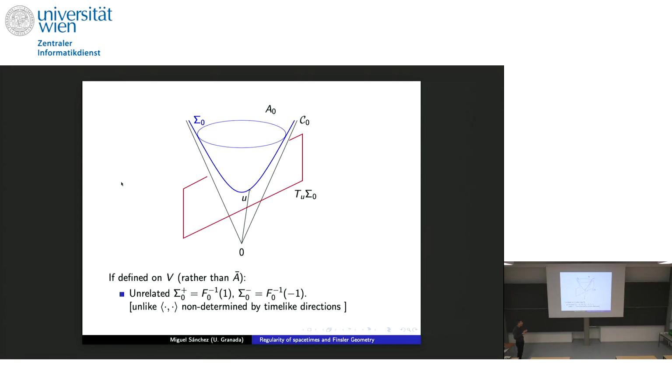We could make this also in the case of Lorentz norms, but notice that in this case we will have two disconnected parts of the indicatrix, one for time-like vectors, another for space-like ones, and the time-like directions will not determine the space-like directions. In the case of scalar products, just the time-like directions determine all the scalar products.